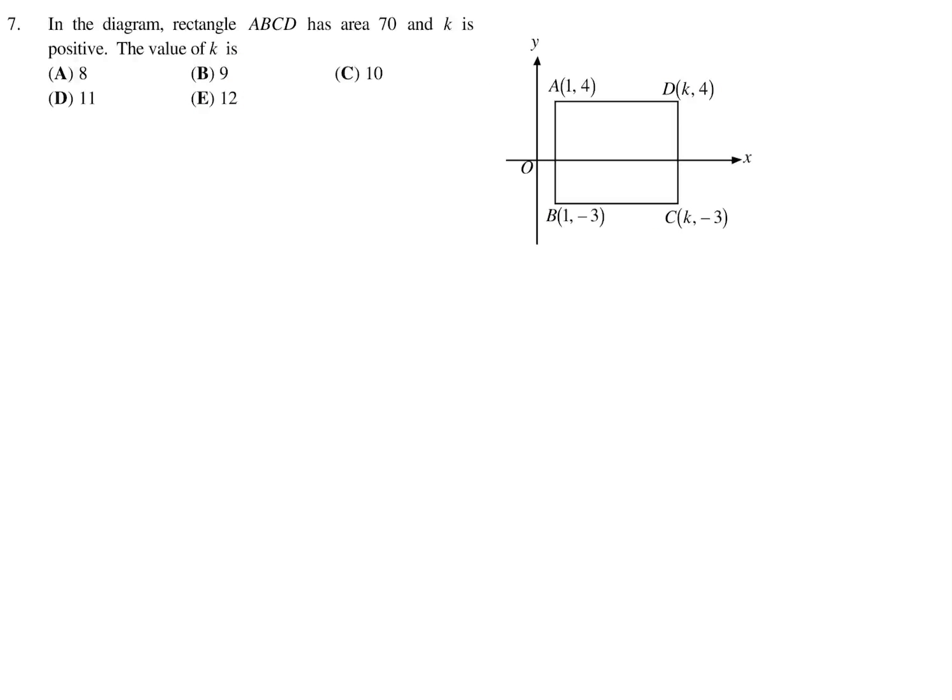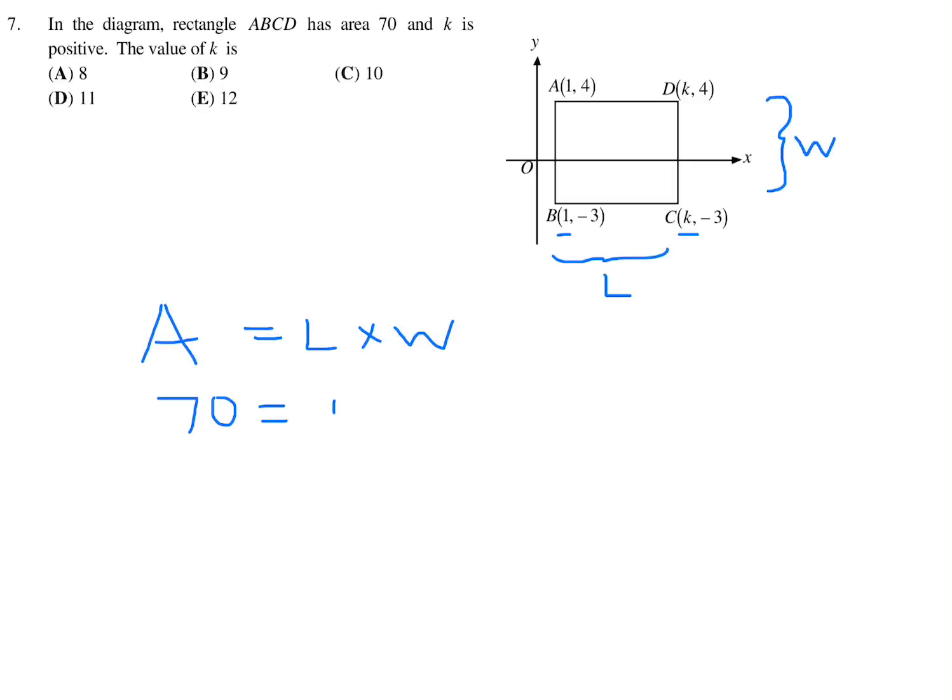In the diagram, rectangle ABCD has area 70 and K is positive. The value of K is. The area of a rectangle is length times width, and they're telling you that's 70. We'll let this part be length, and we'll let this part be width. Well, the length, if you look at this diagram, this is K, this is 1. So the length is K minus 1.